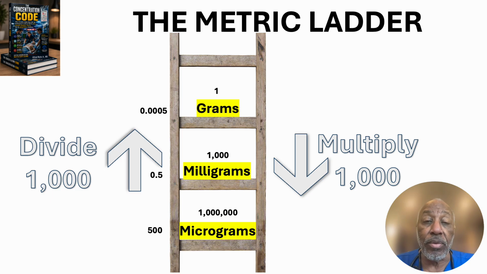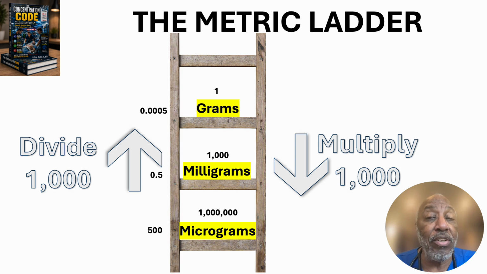Going in the other direction works just as cleanly. Start at micrograms and move up to milligrams. Divide by 1,000. 500 micrograms divided by 1,000 is equal to 0.5 milligrams. Move up again from milligrams to grams. Divide by 1,000 again. So 500 milligrams divided by 1,000 equals 0.5 grams. Every conversion is just a question of which direction you're moving on the ladder and how many rungs you're crossing.